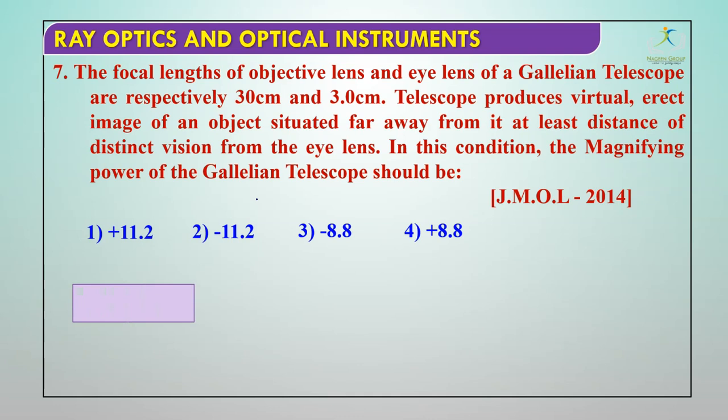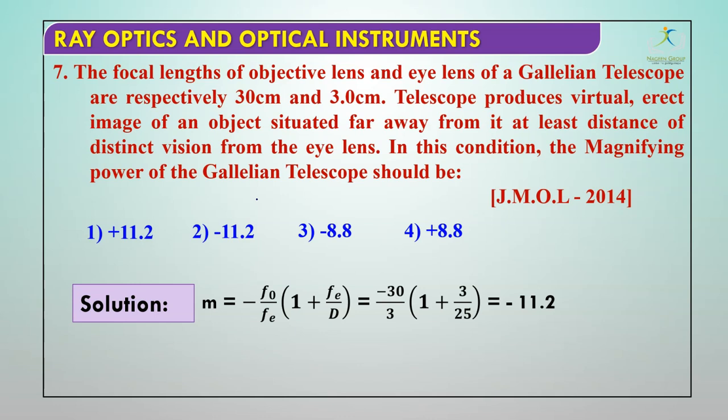We have in the solution that m is equal to minus fo by fe times (1 plus fe by D). fo, the focal length of the objective lens, is given as 30, and for the eyepiece it is 3. So we just put these values, and we know the nearest distance for distinct vision is 25 centimeter. We put all these values and get the result minus 11.2. According to that, the correct option for this question is the first one, because this is an erect image.